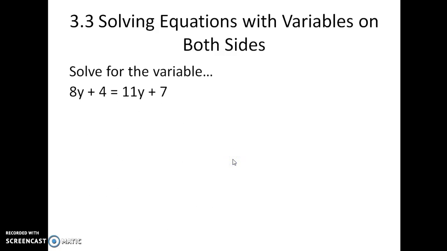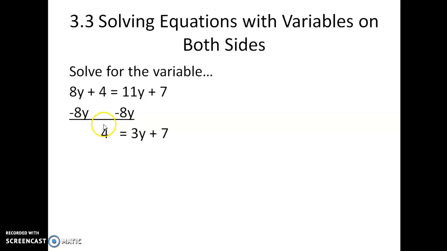This is very similar to what we just did. The numbers are different, the variable's different, but our goal is still to solve for the variable. So you've got 8y plus 4 equals 11y plus 7. Again, I've got variable, constant, variable, constant. I want to get all my variables on one side and all my constants on the other side. I'm going to subtract 8y on both sides.